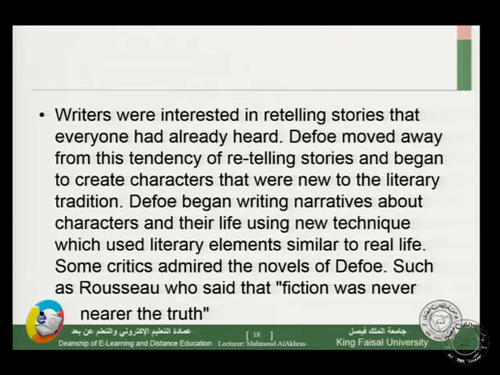Some critics admire the novels of Defoe, such as Jean-Jacques Rousseau, a great critic. He admired the works of Defoe, and said that fiction was never nearer the truth. His fiction was so close to real life, to the truth.